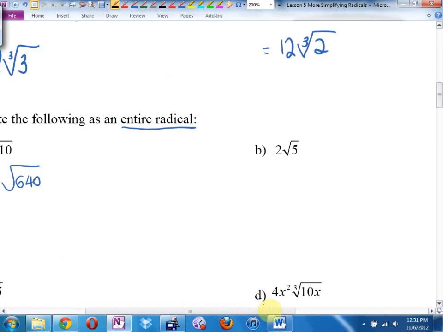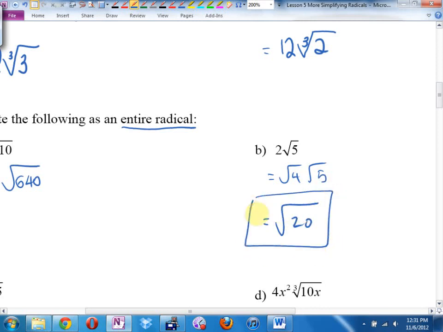Try B on your own. See if you can figure out what entire radical that guy came from. I got that? Root 20. Logan awake? Yeah. Sure now? Sit up. There you go.